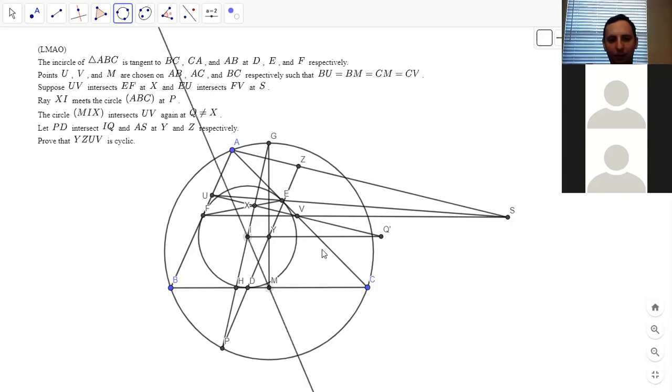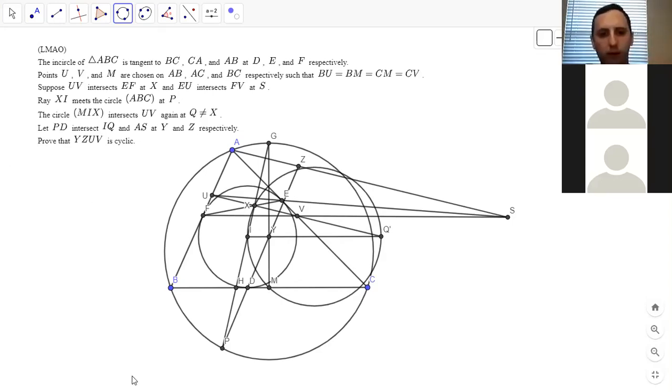Nice proof. All right. So that means that we can call this Q now. I'm going to leave it as Q prime just because if I write up the proof, I would start out calling it Q prime. But yeah, I like that.